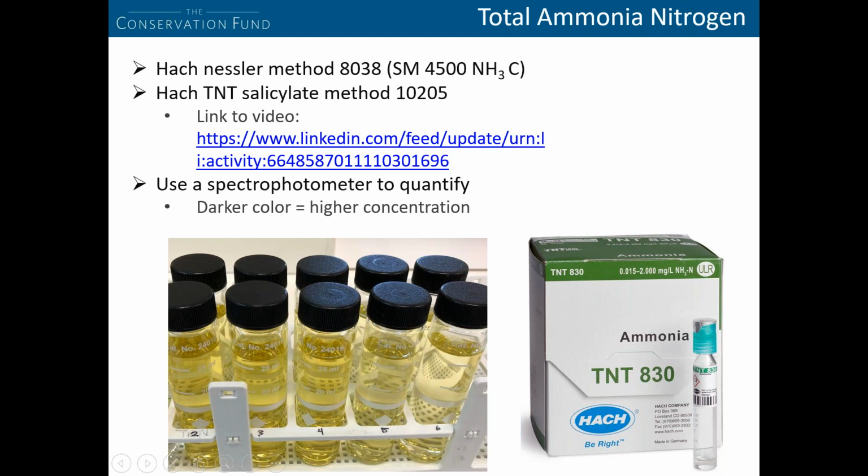Both of these methods do require the use of a spectrophotometer like the DR6000 I had pictured in an earlier slide. The intensity of the color that's produced is proportional to the concentration of TAN. So a darker color indicates a higher TAN concentration.